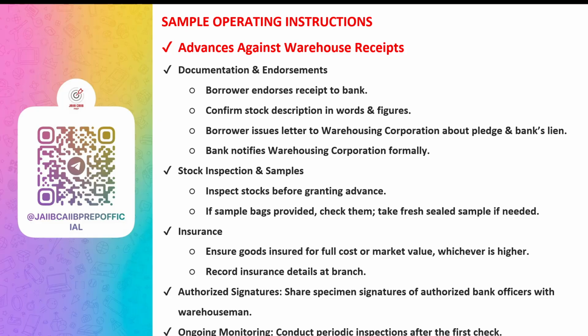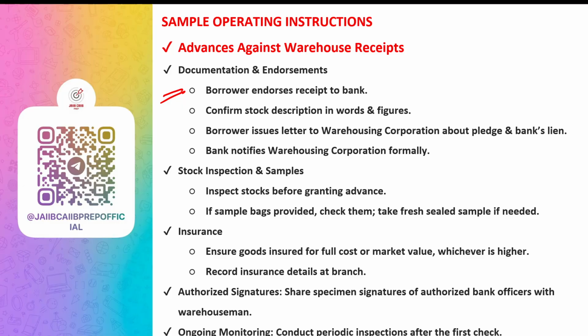A borrower who must be the original depositor must endorse the receipt to the bank. The receipt must describe the goods clearly. There should be a detailed description. The borrower must give a letter confirming that the warehouse receipt is genuine. The borrower must send a letter to the warehouse telling them the receipt is pledged to the bank and the bank has a lien on the goods, and the bank itself must send a notice to the warehouse confirming the pledge and the lien over the goods. Then physical inspection should be there.